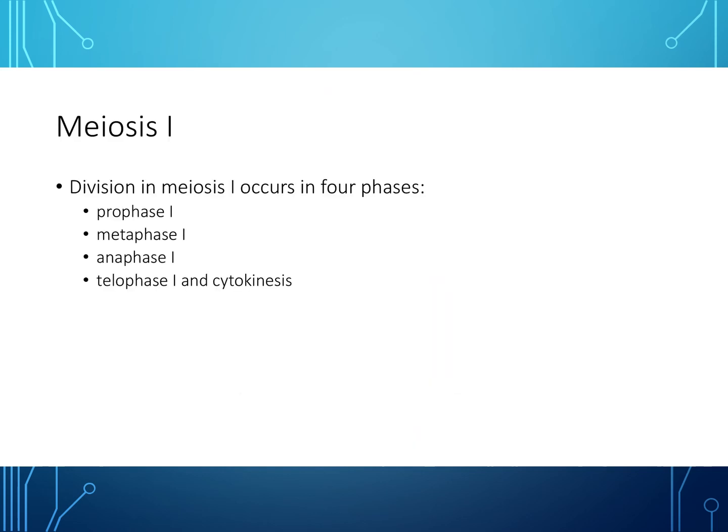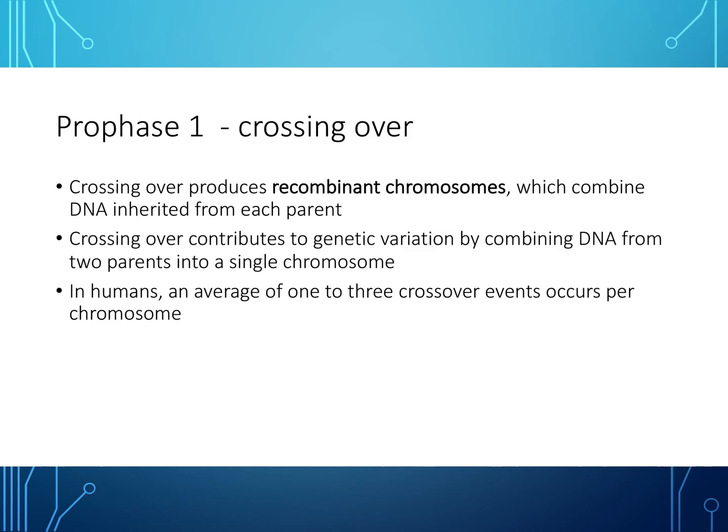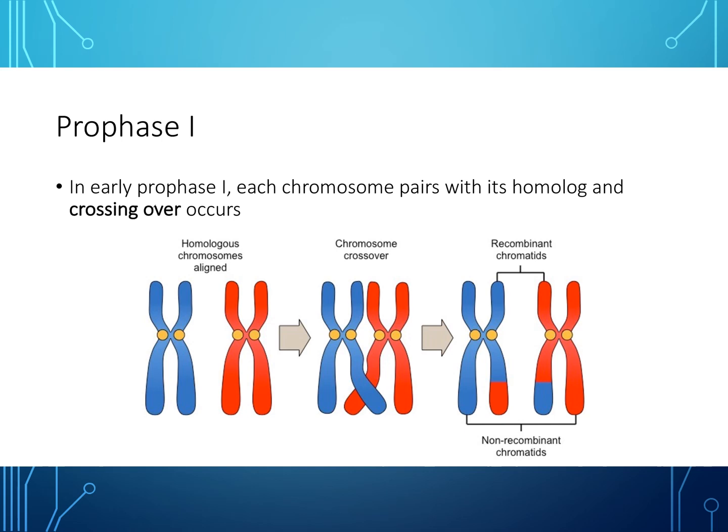4 phases: Prophase 1, Metaphase 1, Anaphase 1, Telophase and Cytokinesis. And this is meiosis 1, remember. So, prophase 1. This involves crossing over, which produces recombinant chromosomes, which combine DNA inherited from each parent. The crossing over contributes to genetic variation by combining DNA from 2 parents into a single chromosome. In humans, an average of 1 to 3 crossover events occurs per chromosome. So you see here in prophase 1, each chromosome pairs with its homolog and crossing over occurs. So homologous chromosomes are aligned, chromosome crossover, recombinant chromatids, and non-recombinant chromatids.